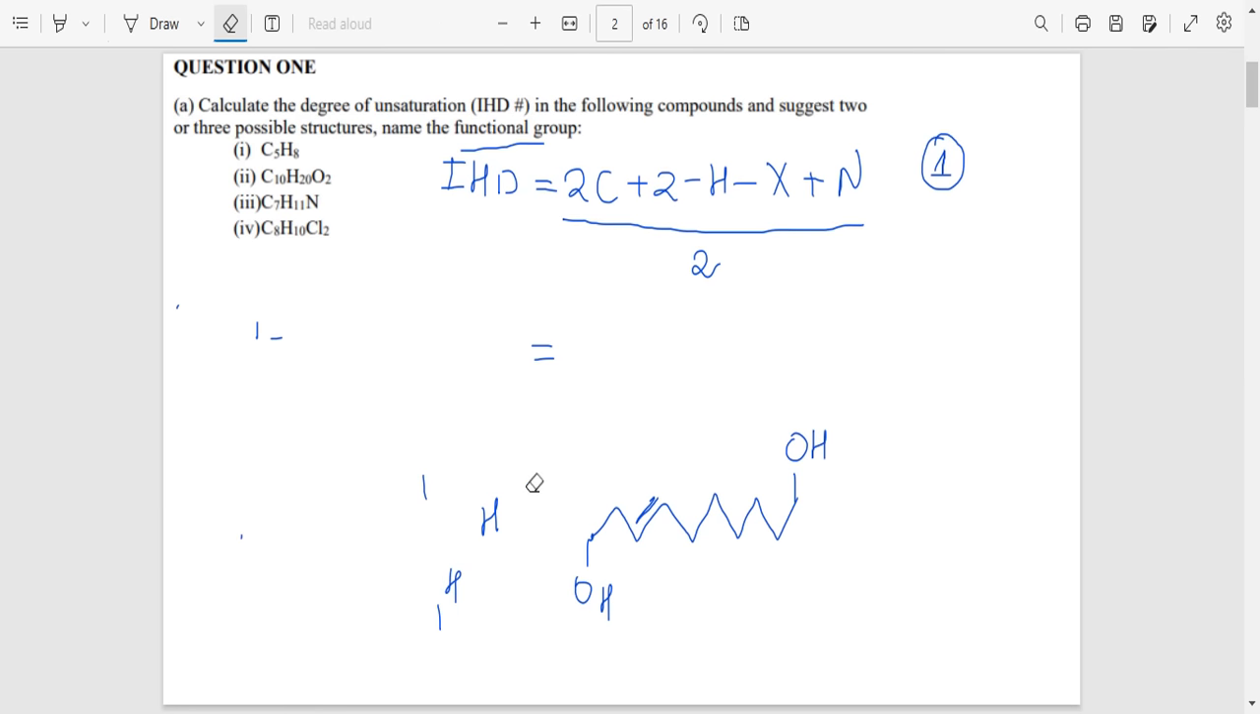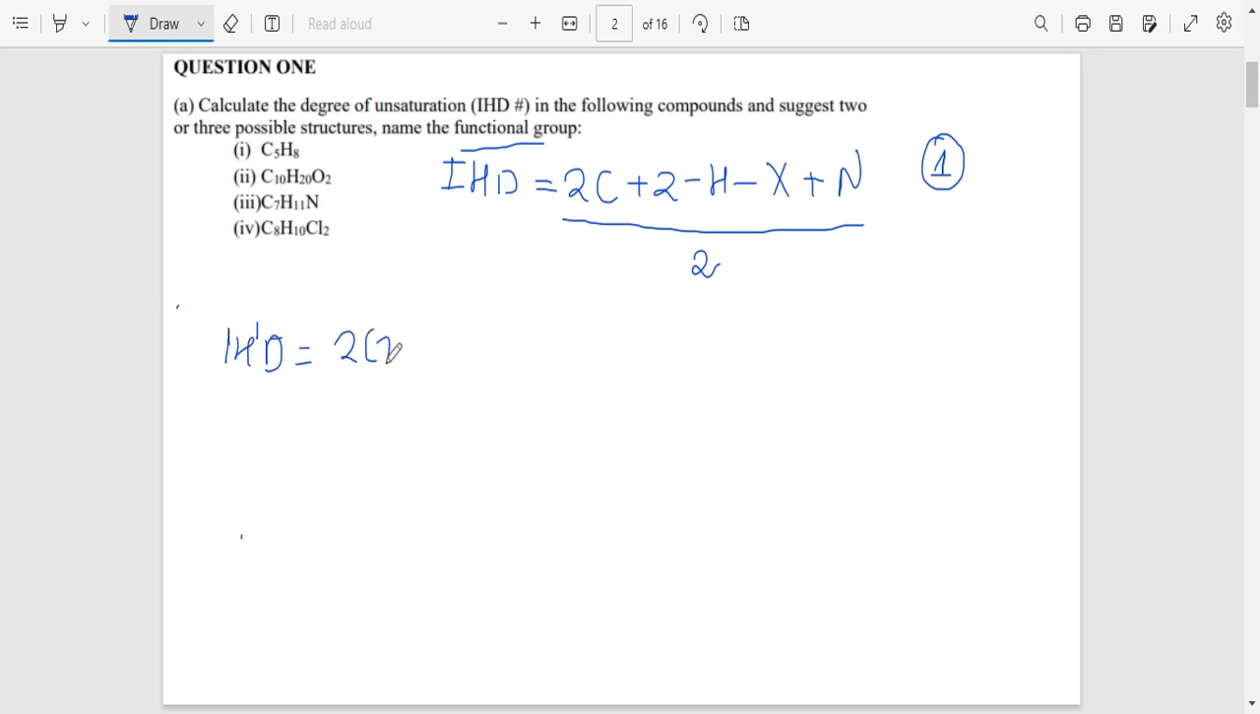And then the next, C7, H11, and then N. What would be the IHD? So IHD in this case is going to be 2 multiplied by 7 carbons plus 2 minus, we have got 11 hydrogens. Remember nitrogen we add, so plus 1, and then divided by 2. 2 times 7 is 14 plus 2, that is 16 plus 1, 17 minus 11. That is going to give us a 6, divided by 2, that is going to give us a 3.